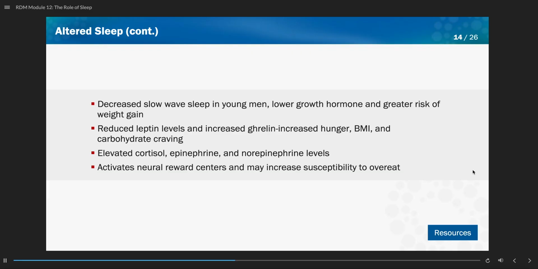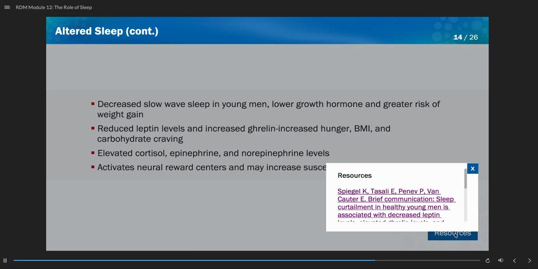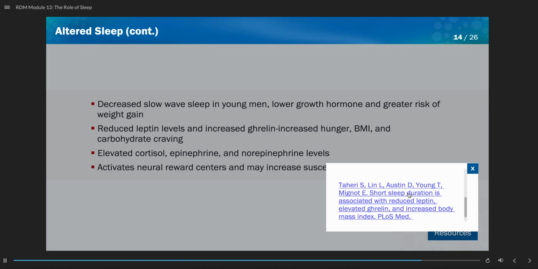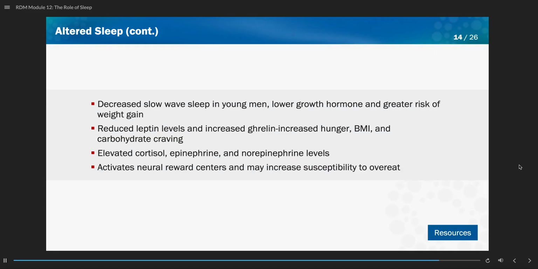We also see that there's reduced leptin and ghrelin levels, and these are like a teeter-totter with leptin and ghrelin on either side. And so as we enter into disrupted sleep, we see that ghrelin goes up, and with it, increased hunger and a greater susceptibility to weight gain, increased BMI, and even craving carbohydrates. We also see with interrupted sleep that there's elevated cortisol levels, epinephrine and norepinephrine levels, which can be related to carbohydrate cravings and weight gain. And finally, disrupted sleep activates the neuronal reward centers and may increase susceptibility to overeating, particularly those unhealthy foods.